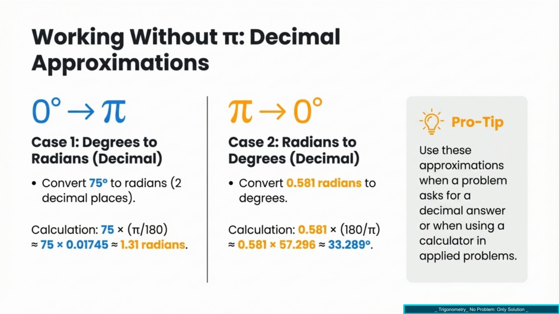For decimal approximations, use the decimal value of pi over 180 or 180 over pi. This is useful for problems asking for a decimal answer or when using a calculator in applied problems.